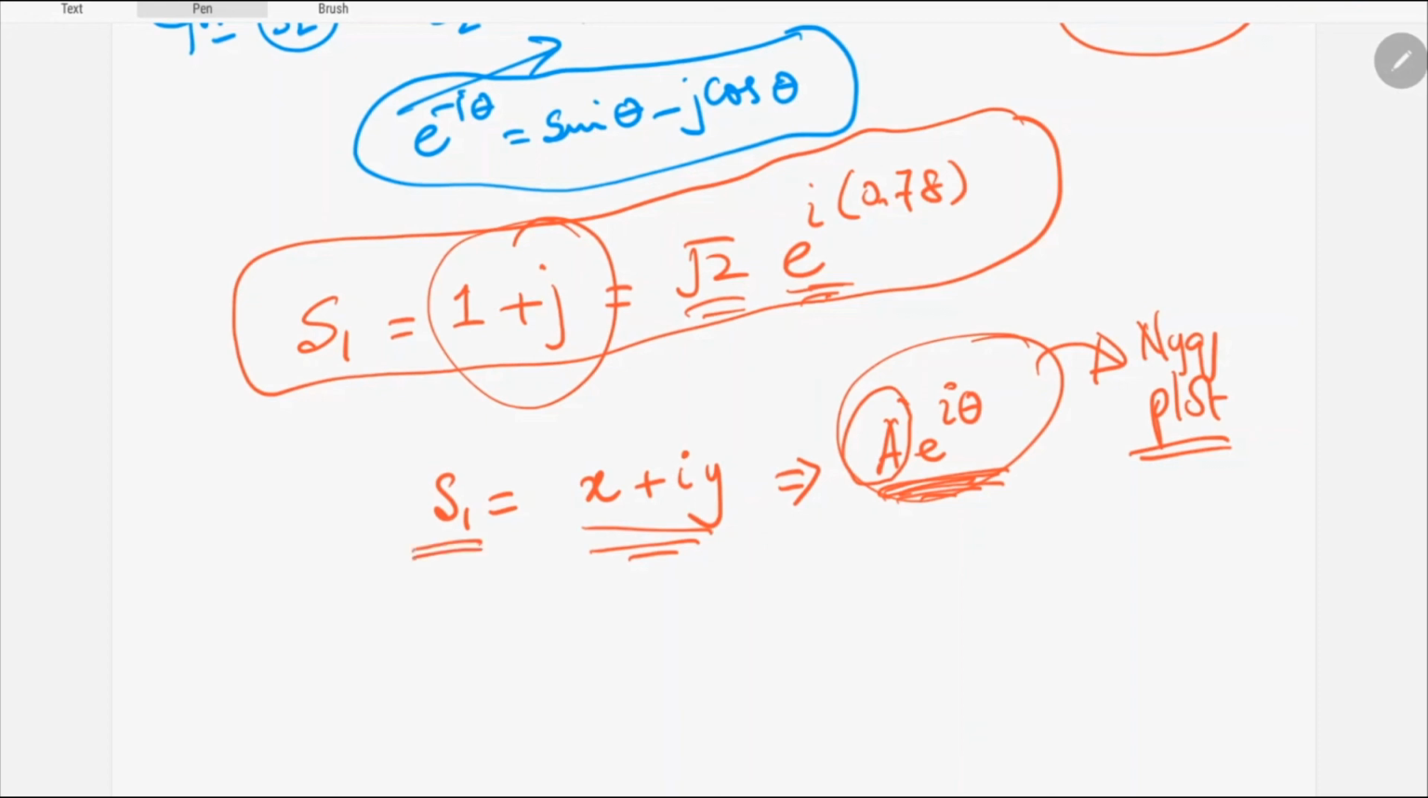We don't have to be confused with this representation. Whenever we see this type of number, we can immediately say that this is also a complex number, and it can easily be converted into this form, or this form can be converted into this form.